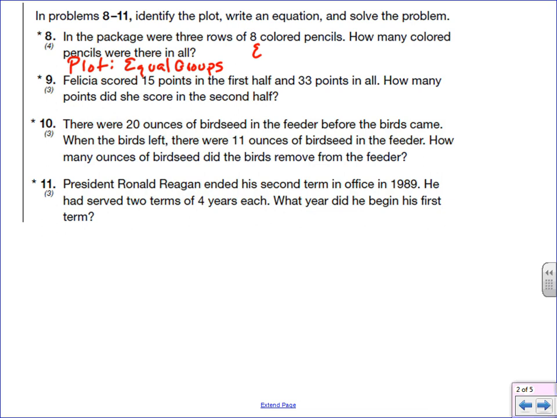The equation in general for that is the number of groups times the number in each group equals the total. Well, the number of groups is the number of rows, and there's 8 in each row, so times 8 is going to be the total. So then the solution, you just take 3 times 8 is 24 colored pencils.